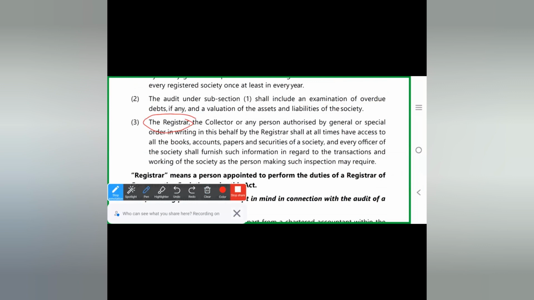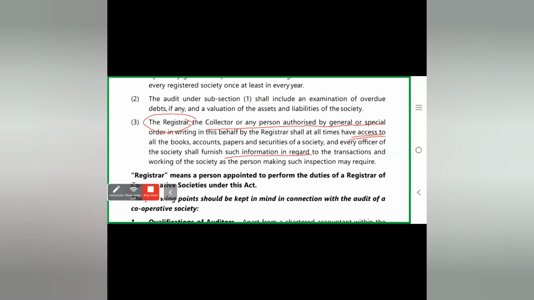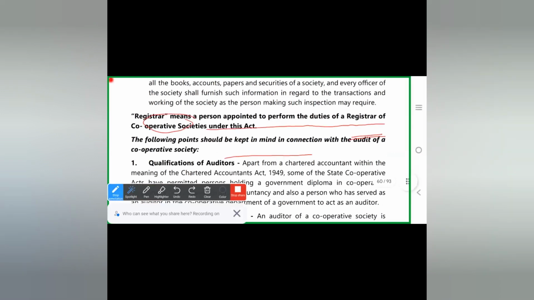The registrar, the collector, or any person authorized by general or special order in writing can at times have access to all the books, accounts, papers, and securities of the society, and they shall furnish such information in regard to the transactions and working of the society. So, what is a registrar? A registrar here is a person who is appointed to perform the duties of a registrar of the cooperative societies under this Act.